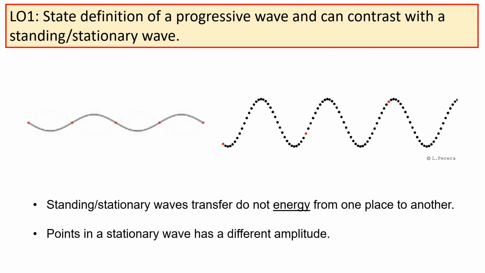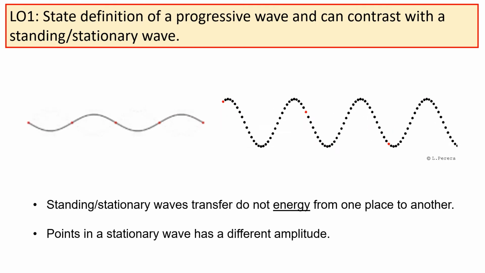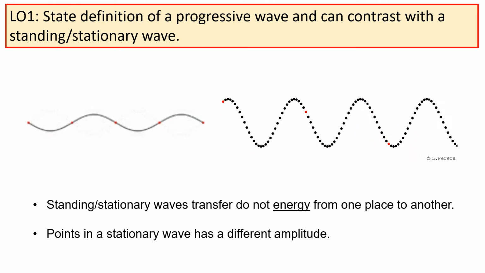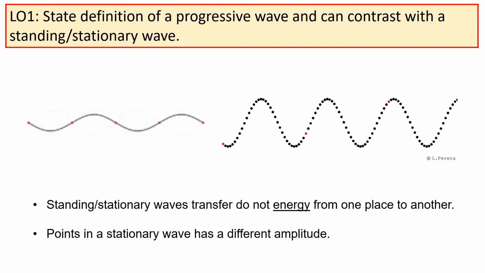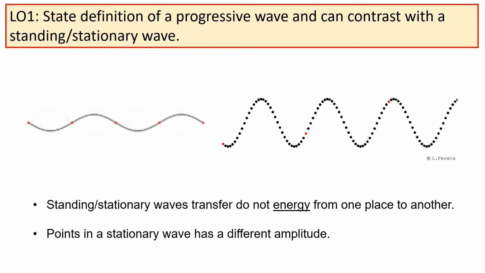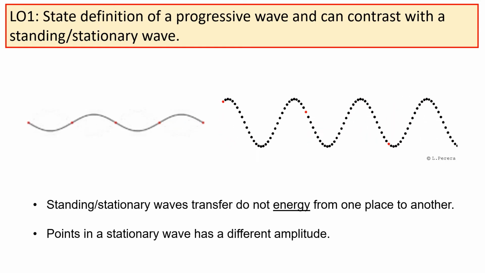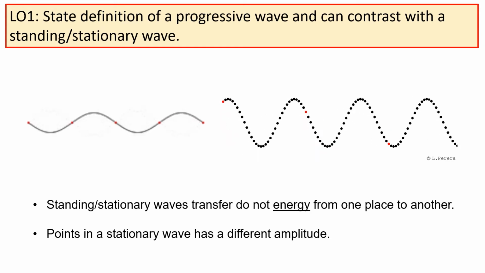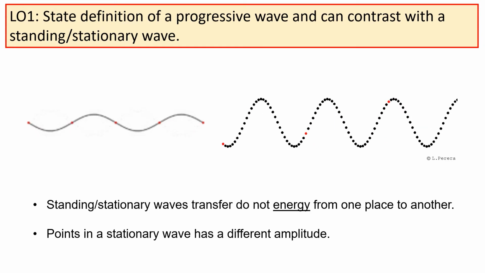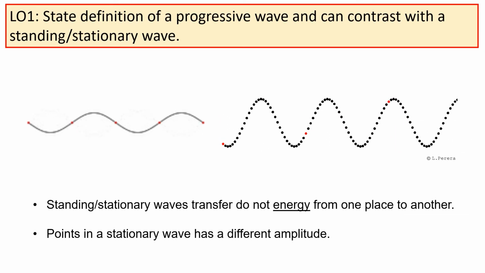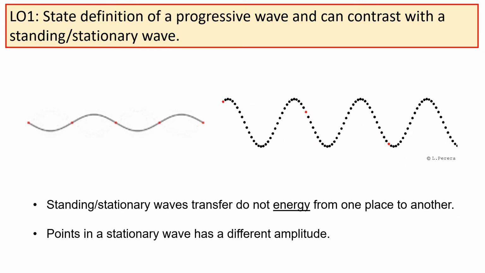On the right-hand side now, we have a progressive wave. As you can see, in the progressive wave, every point reaches the maximum displacement. Every point in the progressive wave, therefore, has the same amplitude. If we contrast this with the standing wave on the left, different points along the standing wave will have different amplitudes. Some of them will have zero displacement at all times, whereas some of them will reach a maximum displacement.